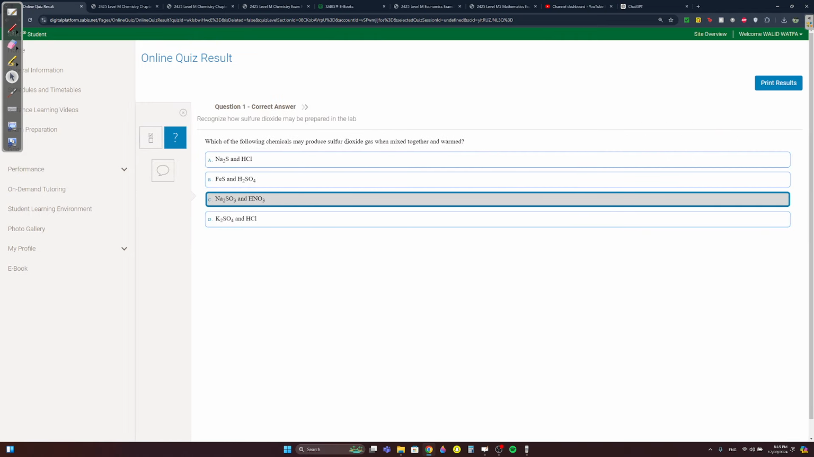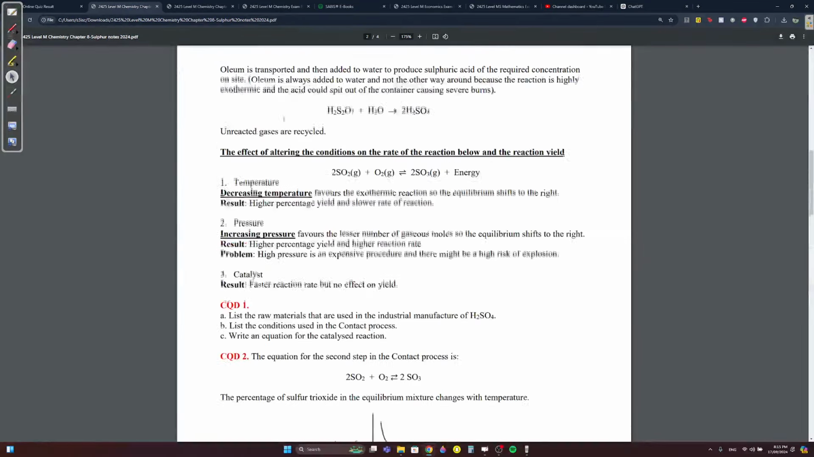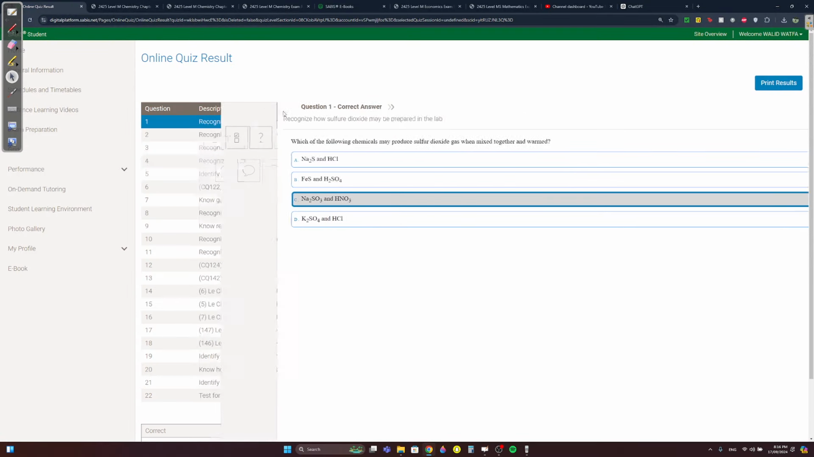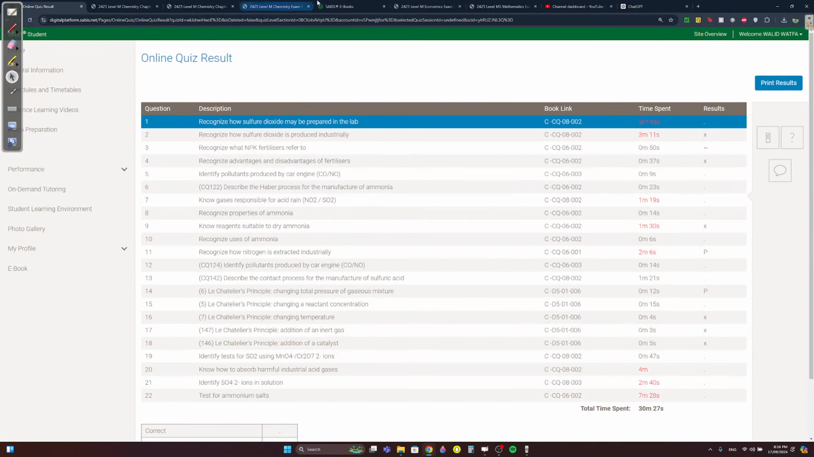Which of the following chemicals may produce sulfur dioxide gas when mixed together and warmed? Me personally, I wasn't taught this in class. What my teacher taught me was what's in these notes. Maybe 3 questions out of these 22 came from the notes, so I actually had to open the book and start reading.